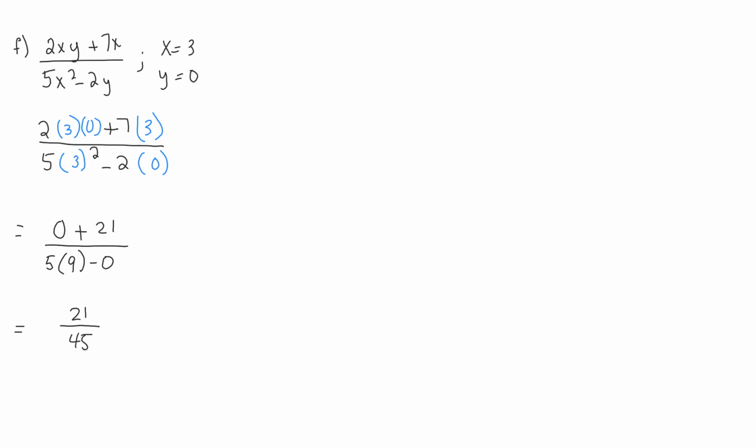And then I want to see if I can reduce. Well, 21 and 45 are both divisible by 3. 21 divided by 3 is 7. 45 divided by 3 is 15. And there's my final answer.